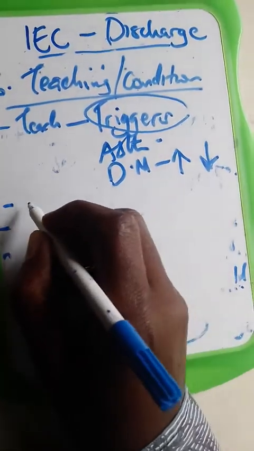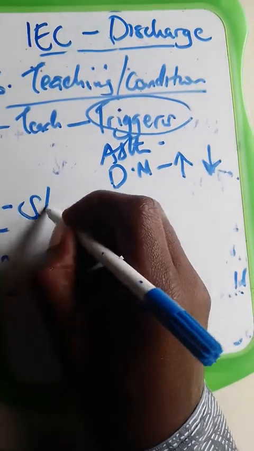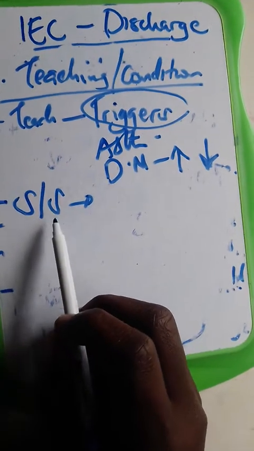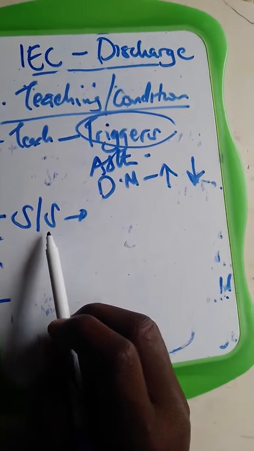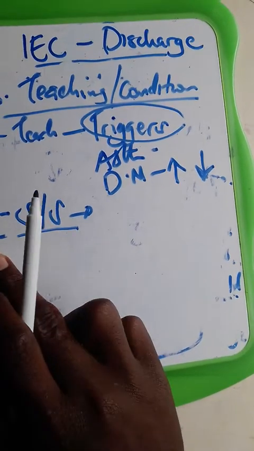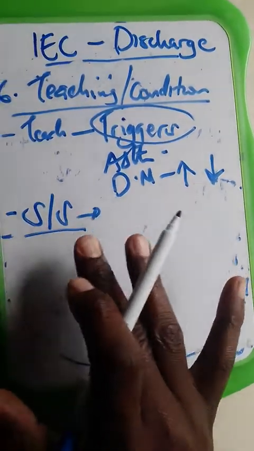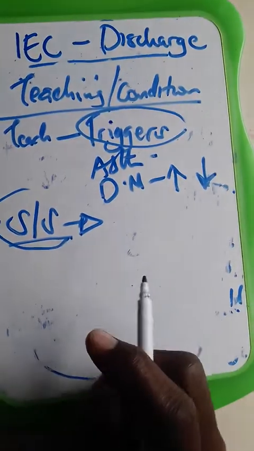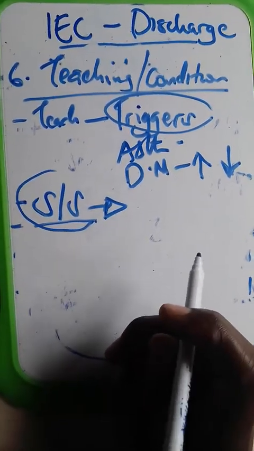Then again, you need to teach patients about signs and symptoms. It's very important for patients to know the signs and symptoms of the condition, because it will help them identify that the condition they are suffering from is categorized by these signs and symptoms. It will help them identify and report to you as they come for review.